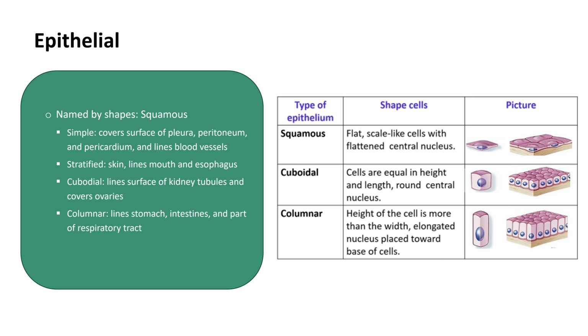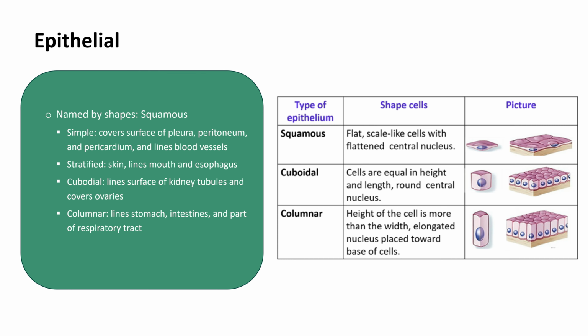You have your cuboidal, that's going to line the surface of your kidney tubules, and it's going to cover your ovaries. And your columnar is going to line your stomach, your intestines, and part of your respiratory tract. So that has a little bit of expansion to it too.